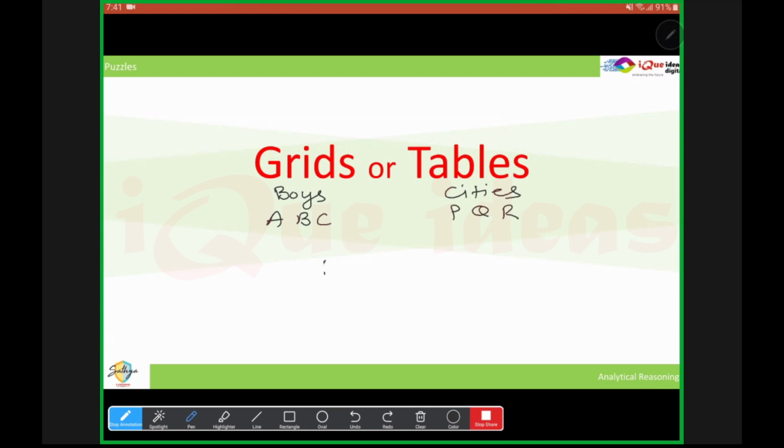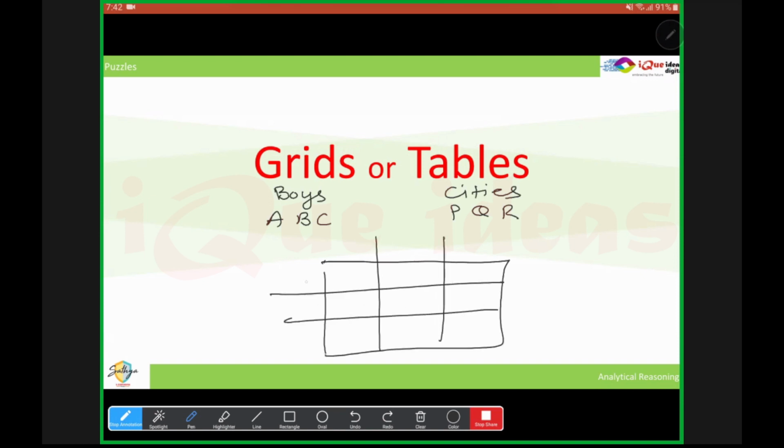So to establish the connection between them, I can create a 3x3 table where I put the three boys A, B, and C on one side and P, Q, R, the three cities on the other side. Now, supposing my first clue says that A belongs to city P. So, one thing first I need to remember is that one boy can only live in one city.